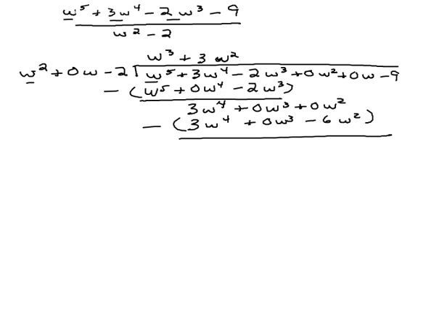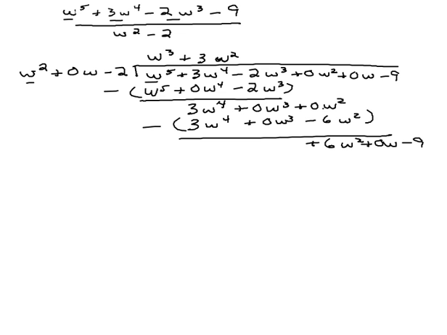And then 0w squared minus a negative 6w squared, that's plus 6w squared. Again, we have three terms in the divisor. We're going to have to bring down both of the last terms, plus 0w minus 9. So now we start over again.